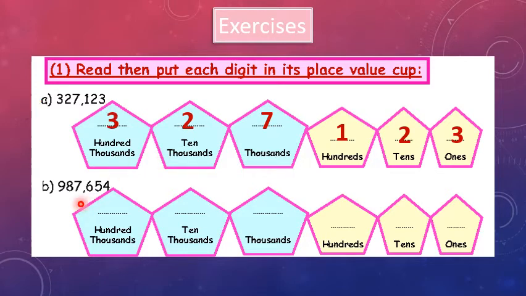Next one, here we have ones, tens, hundreds, and our comma is called 1,000. Then read the number to the left of this comma. It will be 987,654. Beginning from ones place, here we have 4 in ones, 5 in tens, 6 in hundreds, 7 in thousands, 8 in 10,000s, and 9 in 100,000s.